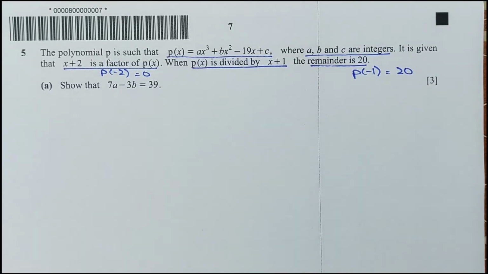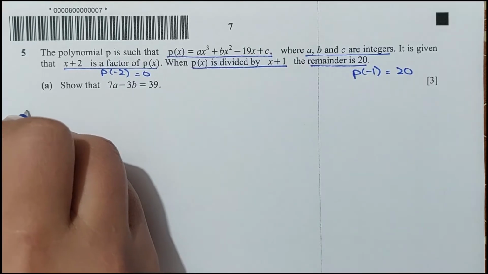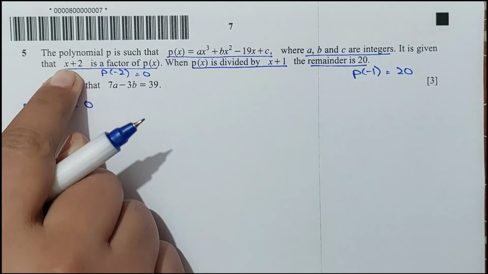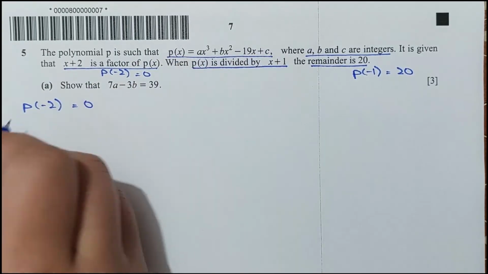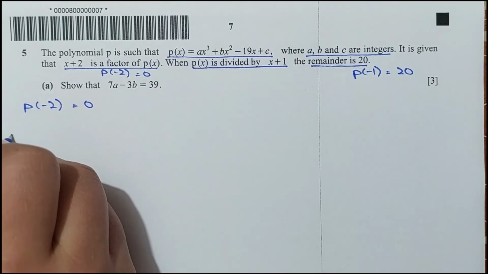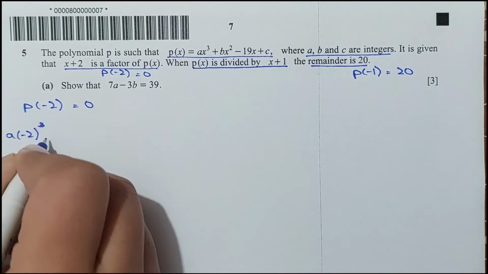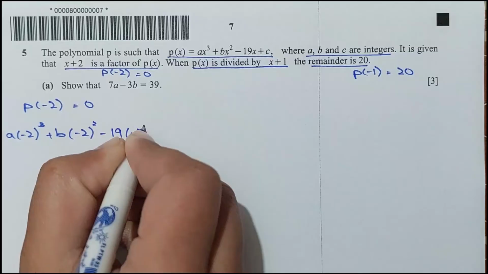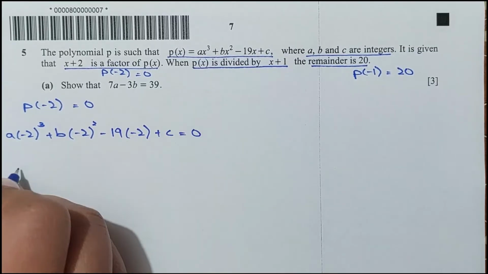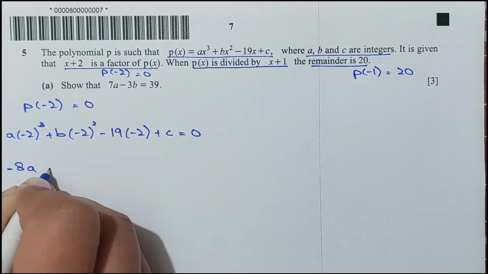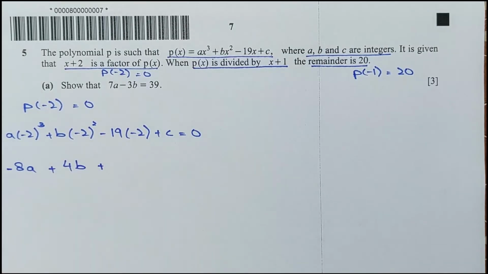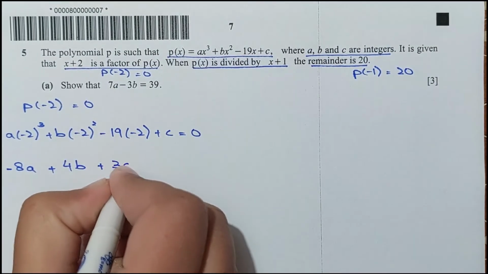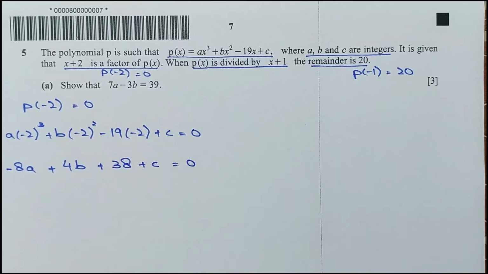Show that this equation holds. Okay, use the part. What is the first one? p of negative 2 should be equal to 0, because x plus 2 is a factor of this polynomial. Let me replace x with negative 2. a times (minus 2) whole cubed plus b times (minus 2) squared, minus 19 times minus 2, plus c equals 0. So this is negative 8a plus 4b, and plus 2 times 19 would be 38. Plus c, this is equal to 0, right?